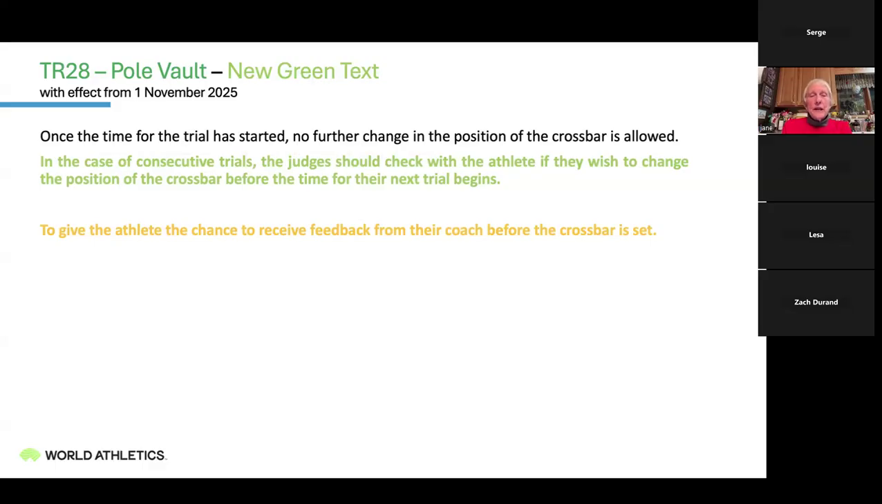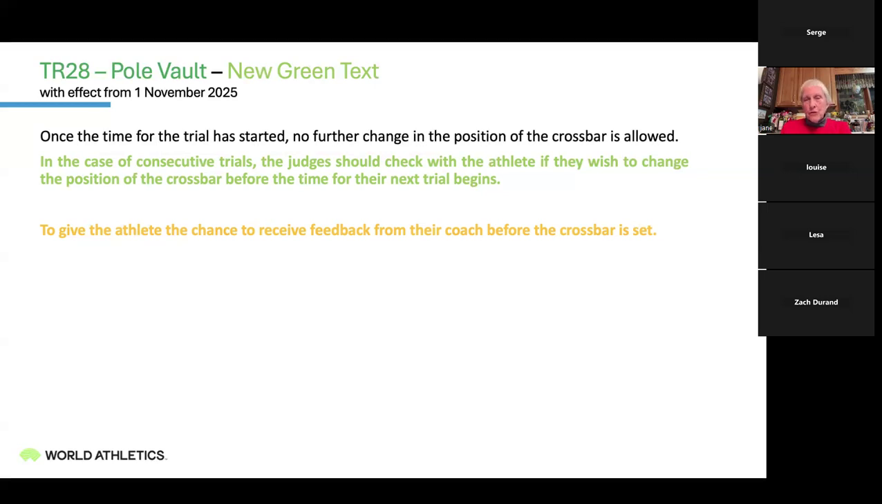In the case of consecutive trials, the judges should check with the athlete if they wish to change the position of the crossbar before the time their next trial begins. This is a courtesy, as it shouldn't be a race to see how fast you can replace the bar and get the time clock running, because it's not fair to the athlete. They need to talk to their coach. They need to figure out whether they need a depth change or are going to remain the same.